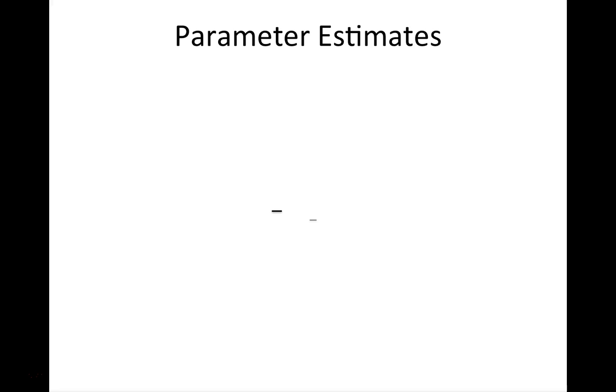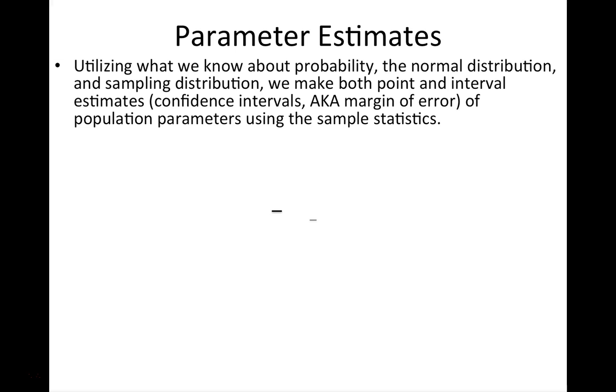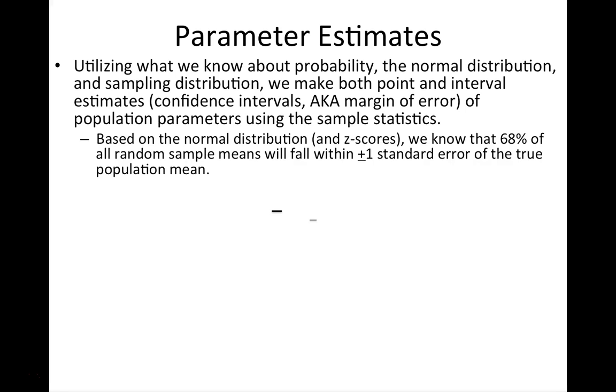And again, what we're typically doing is trying to estimate population level parameters. So utilizing what we know about probability, the normal distribution, and sampling distributions, we often make both point and interval estimates. Your Huck book talks about this distinction. Interval estimates are typically things like confidence intervals, margin of error, as it's otherwise known. And so knowing what we know about these theoretical mathematical ideas, we can use that information to make point and interval estimates of population parameters using the sample statistics.